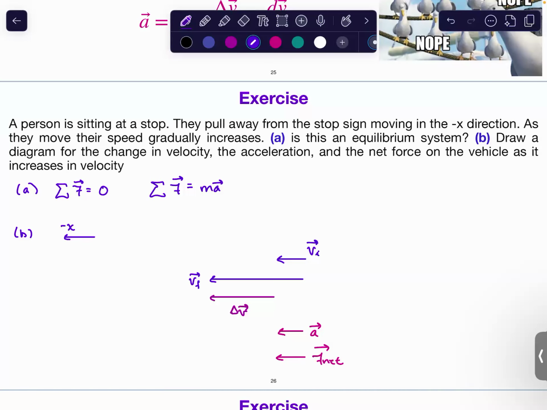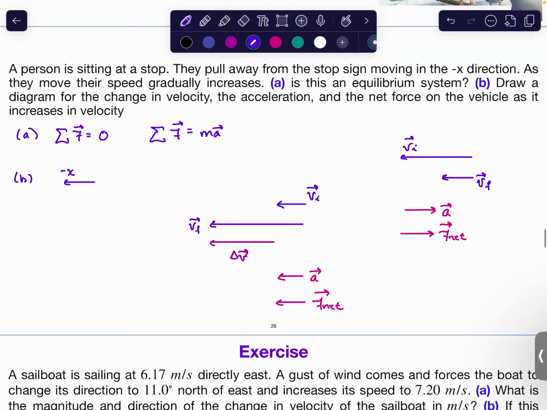Because what would happen here? Deceleration. So in this time, acceleration is in that direction. Net force would also be in that direction.